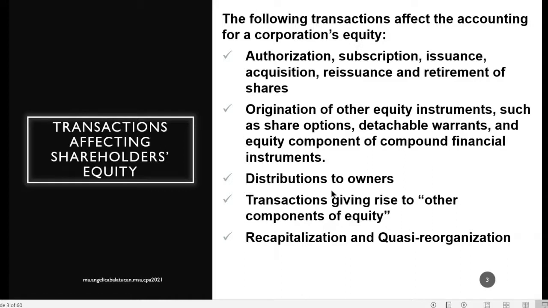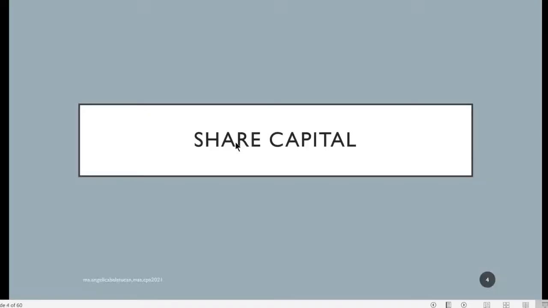Then distribution to owners. So when we declare dividends and distribute the dividends. Transactions giving rise to other components of equity, then recapitalization, and quasi-reorganization. Now, let's start with the first component of the shareholders' equity, and that is the share capital.